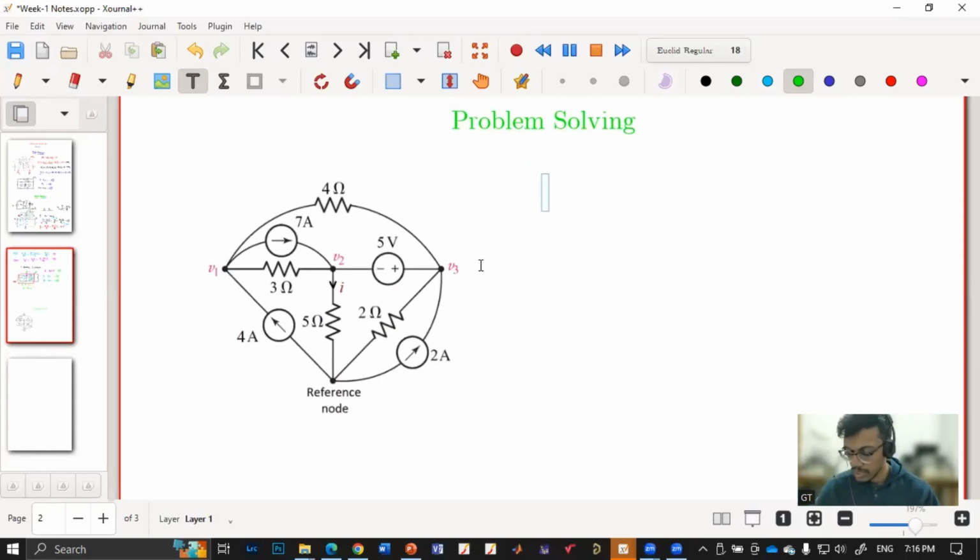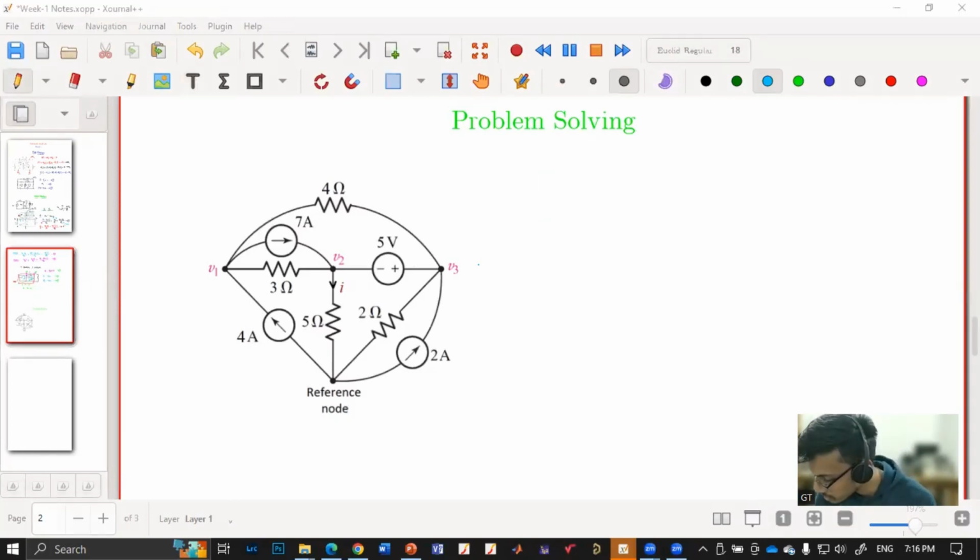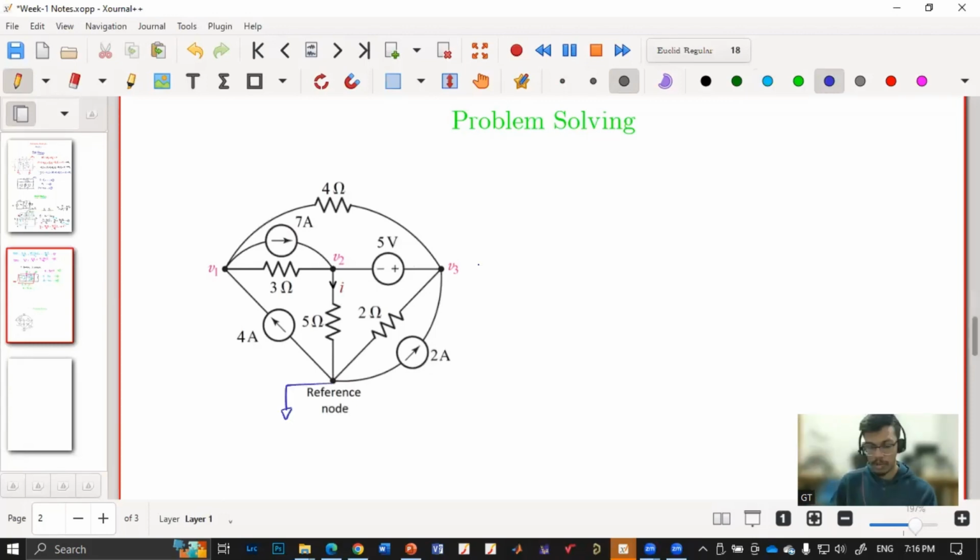They said reference node, so they have told us we can consider this to be ground. Okay, let me use blue color. Now I have to apply KCL at each of these nodes to solve for V1, V2, and V3. So you tell me the direction. Here they have given current sources and they have given the direction. So you tell me in the forums, how should I consider the direction, right to left or left to right?